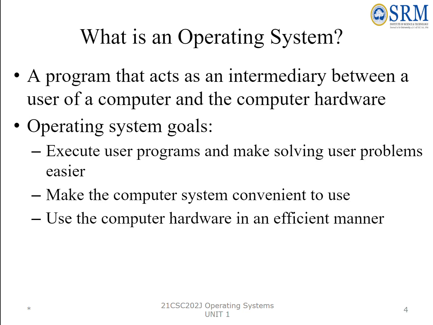What is meant by operating system? It is a program that acts as an intermediary between the user of the computer and the computer hardware. That is, it acts as the intermediate tool between the user and the hardware. So this is the main role of the operating system. What are the operating system goals? To execute user programs and to make solving user problems easier.